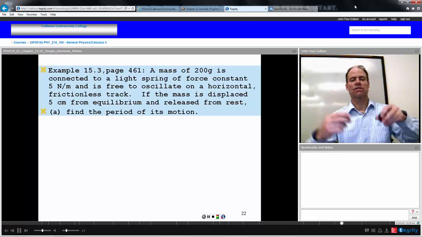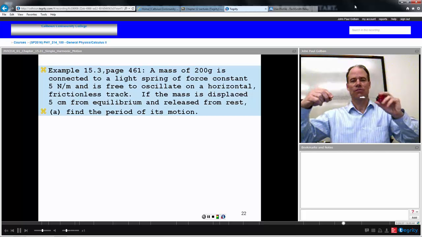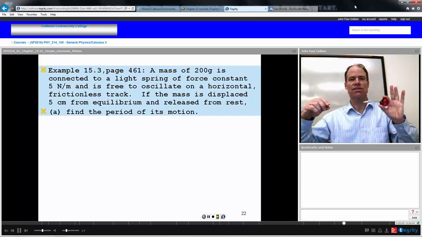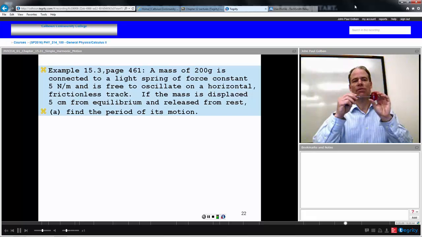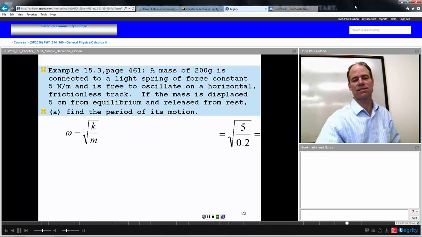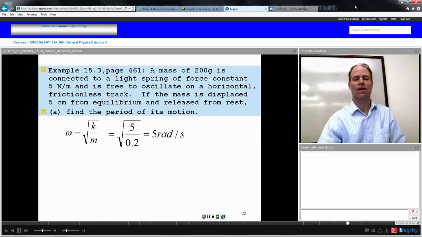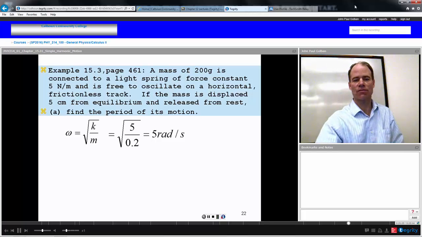So we're going to take this mass, pull it 5 centimeters this way, and release. If that's our t equals 0 point, then we would describe this as a cosine function with no phase angle. We want to find the period of its motion. We know the mass, and we know the spring constant, so we can find our angular frequency, which is one of the first things we want to find. So omega is square root of k over m. K is 5. M is 0.2 kilograms. Square root of 5 over 0.2 is 5 radians per second.